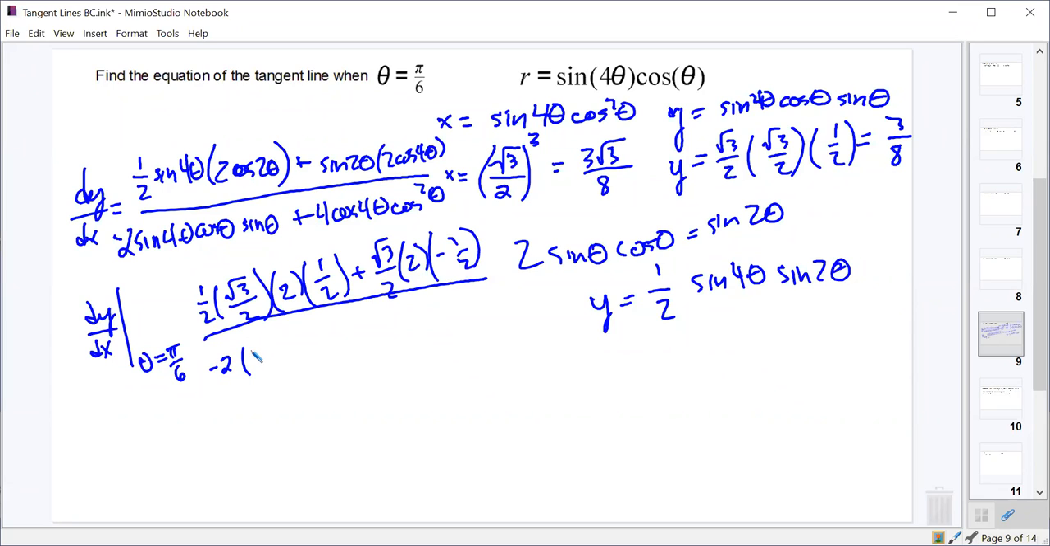And then we got our sine of 4 theta again is root 3 over 2. Our cosine of pi over 6 is root 3 over 2. Our sine of pi over 6 is 1/2. Our cosine of 2 pi over 3 is again -1/2. And then cosine squared of theta, so cosine of pi over 6 is root 3 over 2. We square root 3 over 2, which should give us 3/4. Everybody agree with all of those numbers in there? A lot of little trig values. Anybody have any issues with those?